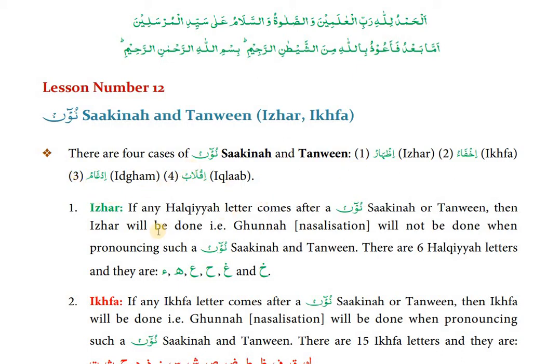So let's study what is Izhar. If any halaqiyya letter comes... what are halaqiyya letters? Here we mention Hamza, Ha, Ain, Ha, Ghain, and Kha. These 6 letters are called halaqiyya letters. When these letters come after a noon sakina or tanween, then Izhar will be done. Remember this line: if any halaqiyya letter comes after noon sakina or tanween, then Izhar will be done.